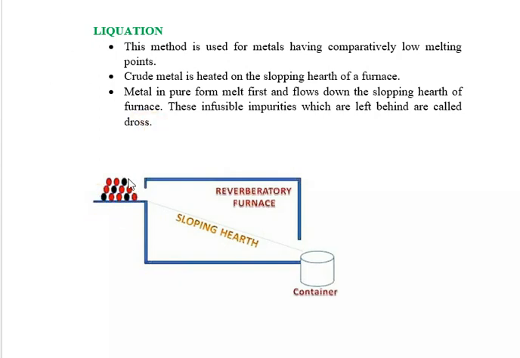Here you can see the crude metal is heated on the sloping earth of a furnace. The metal which is in the pure form melts first and flows down on the slope, leaving behind the infusible impurity. Here you can collect the molten metal, and the infusible impurity which is left behind is called dross. Remember, this method is used for metals which have low melting points.